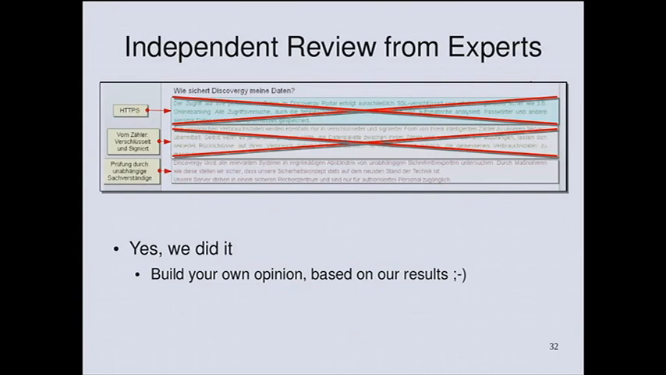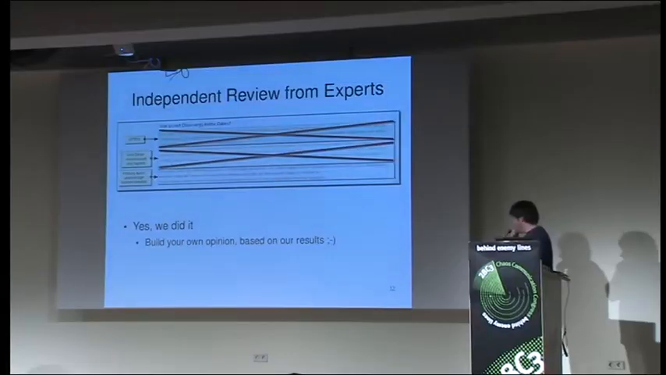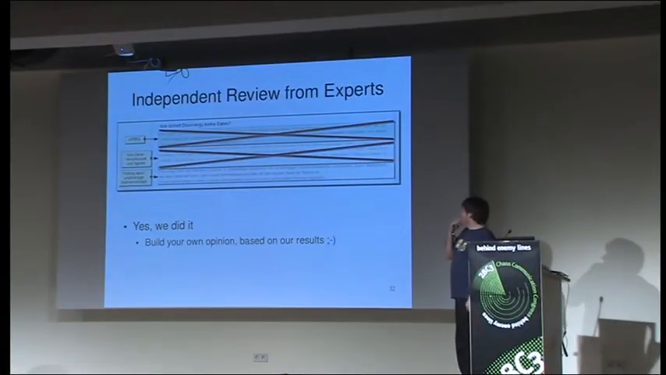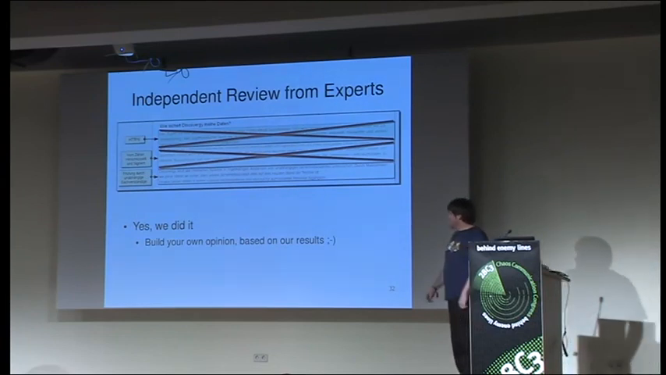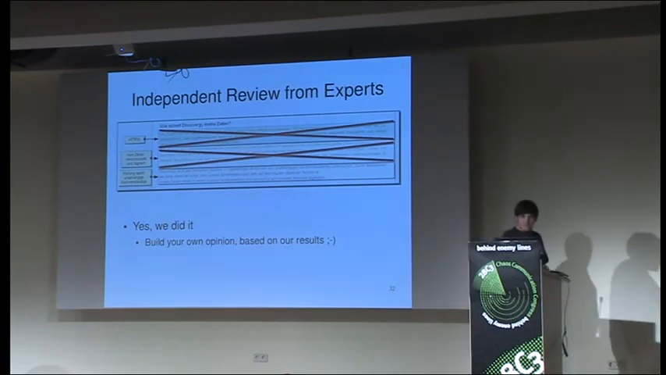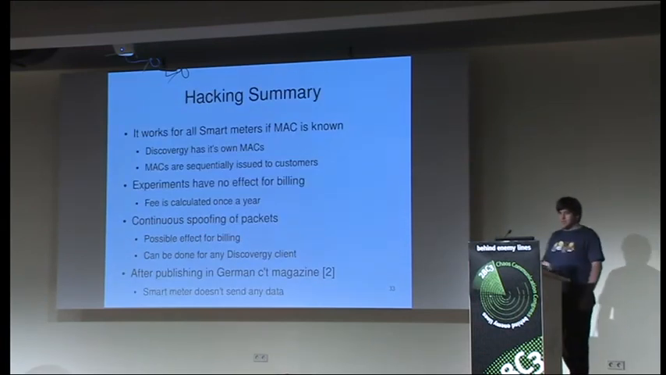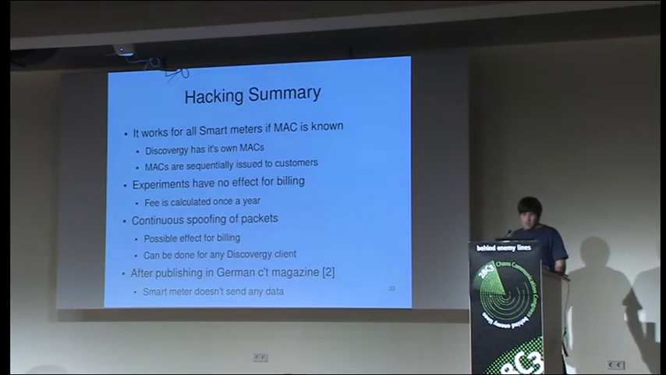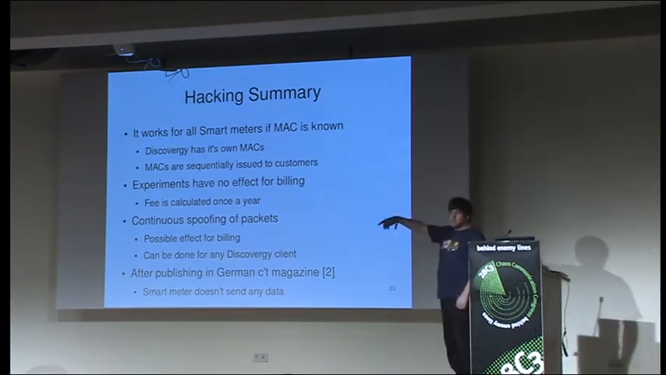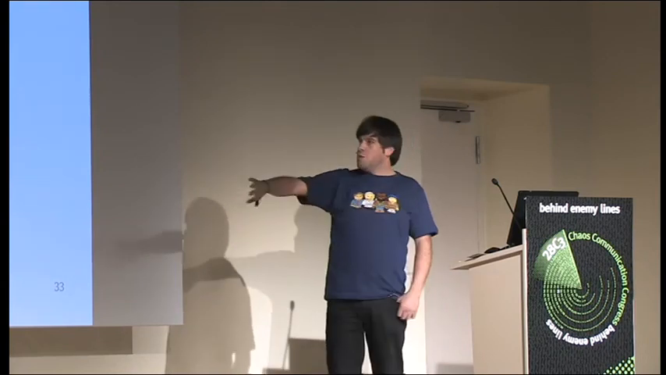Even when I'm not a real expert, but I think we did it, and you can build your own opinion based on our results. So what's the summary? The summary is, it works for all smart meters if the MAC is known. It worked till the day I did it. If it's now not working, we tried it today because we wanted to do the fancy skyline, but it seems that my smart meter was updated, and maybe it's now testing signature or things like this. I was not able to figure it out, but we would have the skyline of Berlin in the background if it was working.